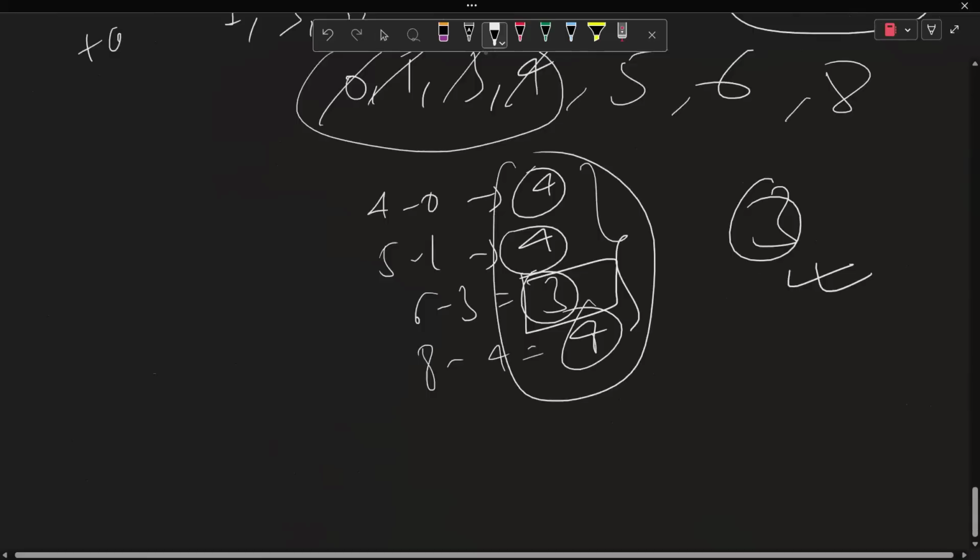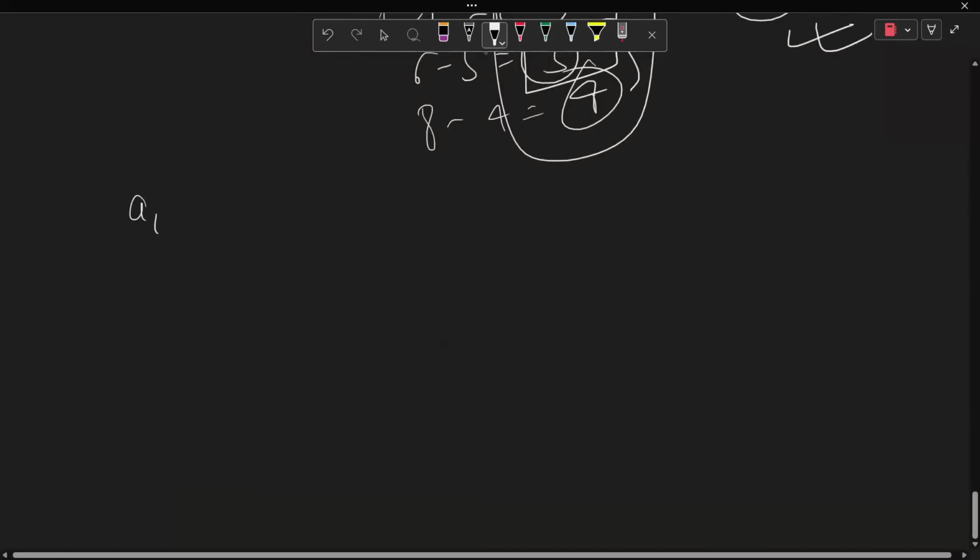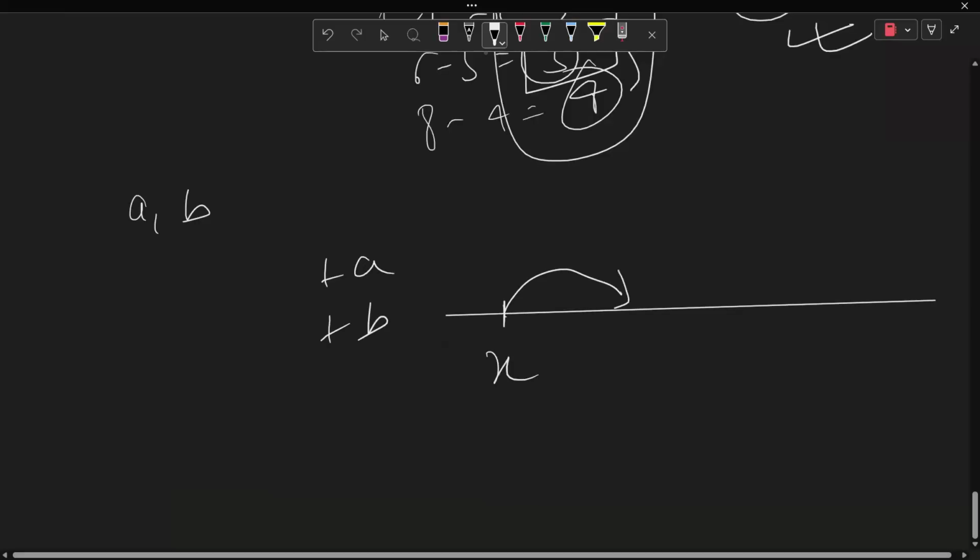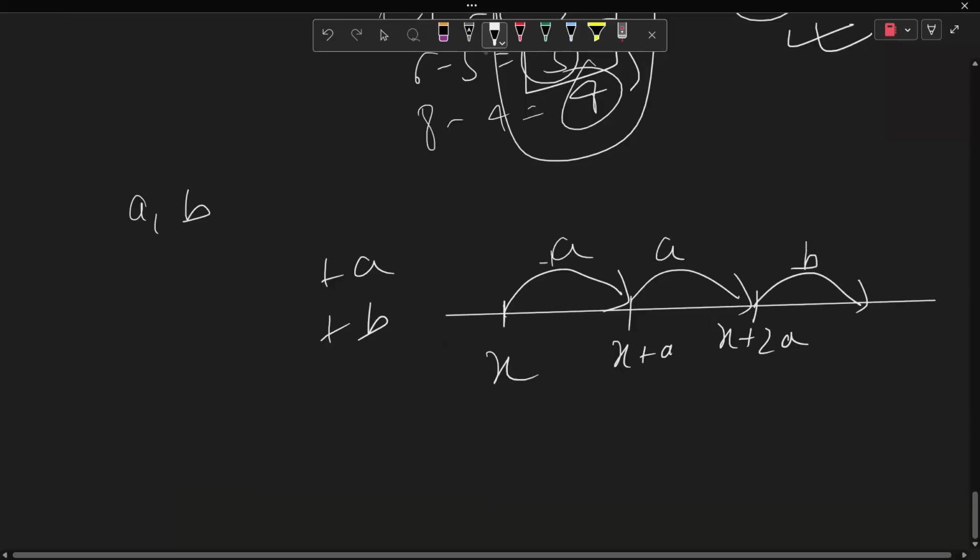Now, what if in your original question, you were given A and B, two separate operations? Either you can do plus A, or you can do plus B. That is, if you have some value X, you can move to X plus A, X plus 2A, like this, or you can move plus B also, like X plus 2A plus B. You can move in any range.